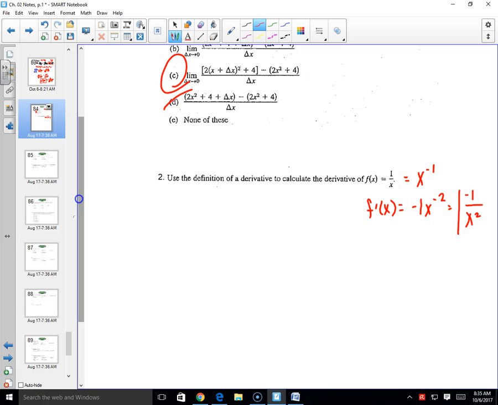We know what the answer should be. I don't mind you writing that. I'll probably even give you a point for finding the right answer. But then you have to come over to get the rest of the points and show how the definition works.